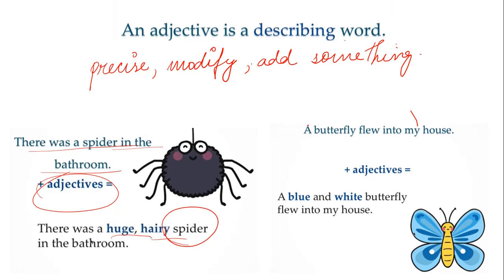Next, in this example, a butterfly flew into my house. This is also making complete sense. Now if I add my adjective to it and say a blue and white butterfly flew into my house, it will give you more information about the butterfly. It will add something to the meaning of the butterfly. It will make your language even more beautiful and will give your readers or the person you're talking to more information about the things that you are talking about.